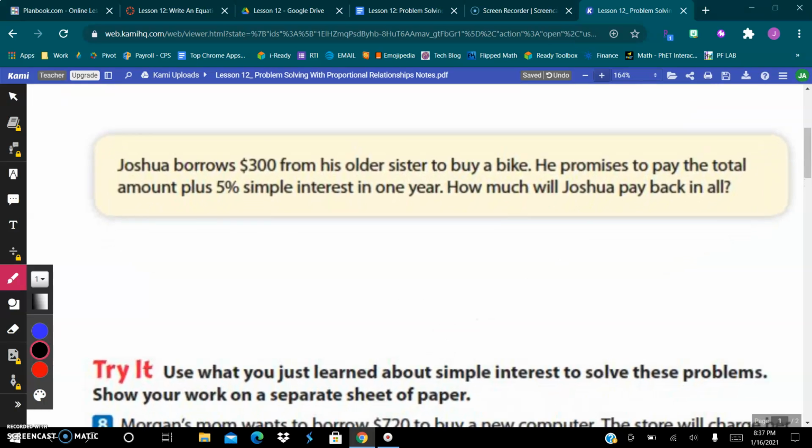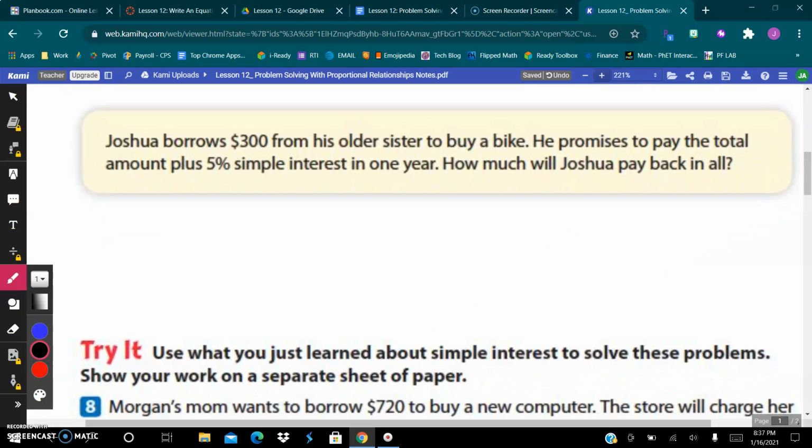All right, for the next one, it says Joshua borrows $300 from his older sister to buy a bike. He promises to pay the total amount plus 5% in simple interest in 1 year. How much will Joshua pay back in all? So again, we can do this 2 different ways. Since we're adding on, it says he's got to pay back the $300 plus 5%. So instead of that second step where we subtracted, we would add it to our original cost.